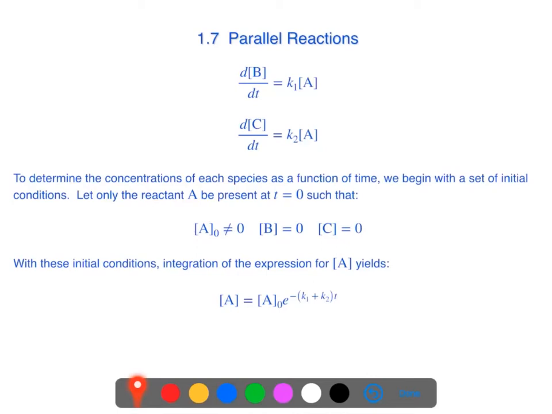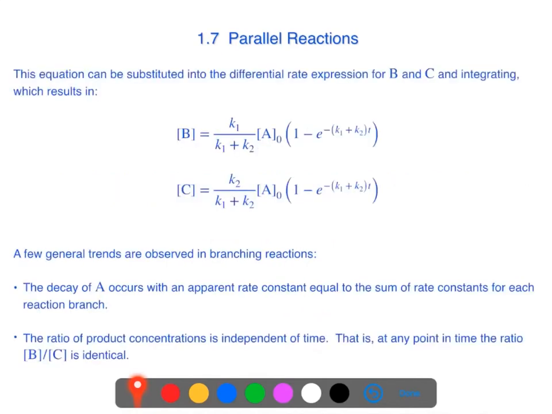With these initial conditions, integration of the expression for A yields a familiar form, where now we have the concentration of A equal to the initial concentration of A times the exponential. Now, the exponential form we normally will have shown up to this point has been a single pathway decaying from A. But now we have two pathways decaying from A. We have K1 and K2. So the rate constant is no longer just a single rate constant, but it's expressed as the summation of those two rate constants.